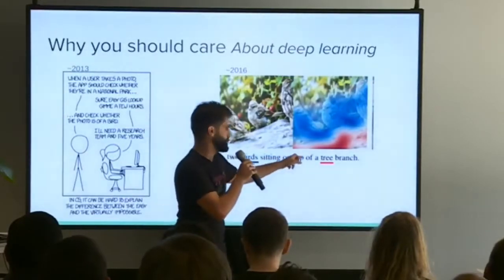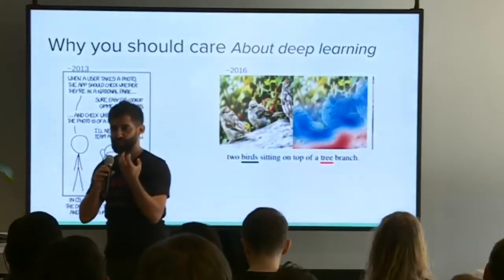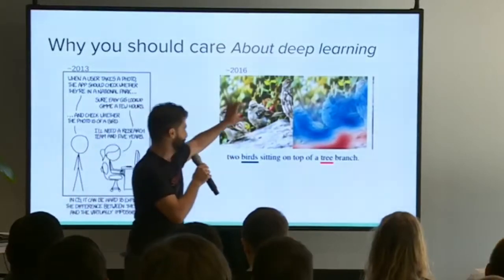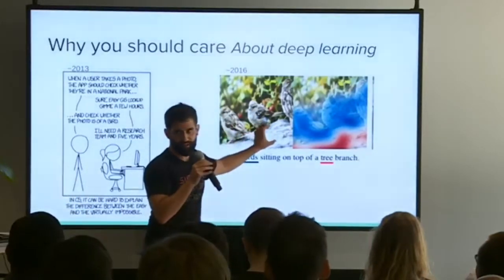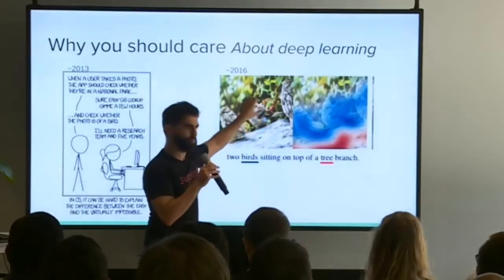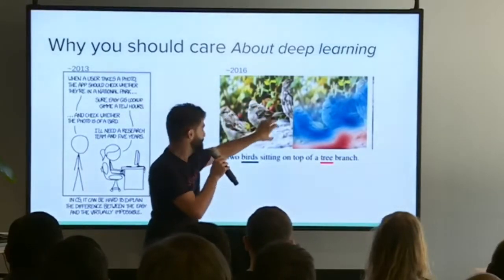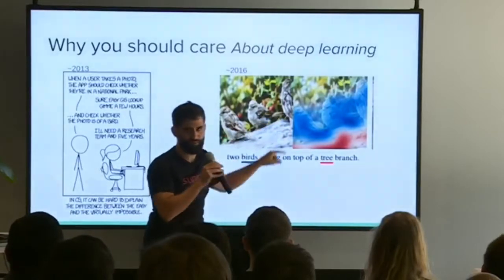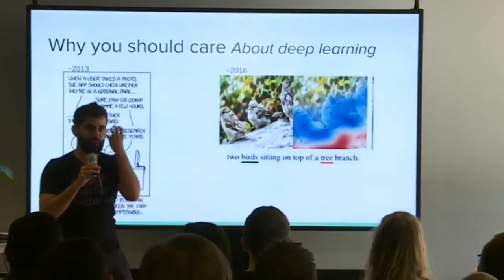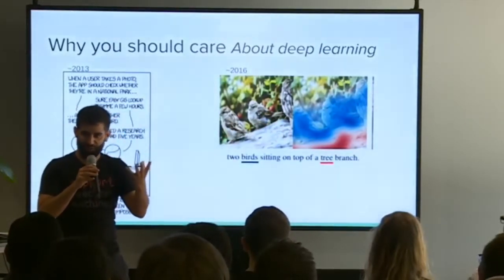Two birds sitting on top of a tree branch. So think about the complexity of understanding of the image. It recognized the bird. It recognized the tree branch. It understood that the bird is sitting on the tree branch. It can count one, two, even though it counts wrong, there's a third bird there. And then it can take all of that information and generate a sentence.